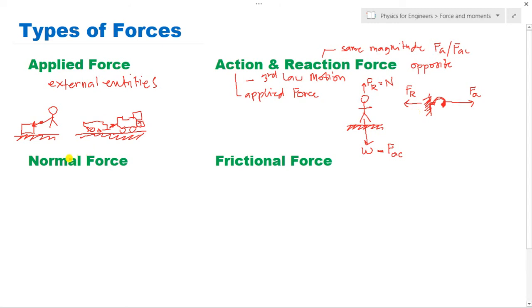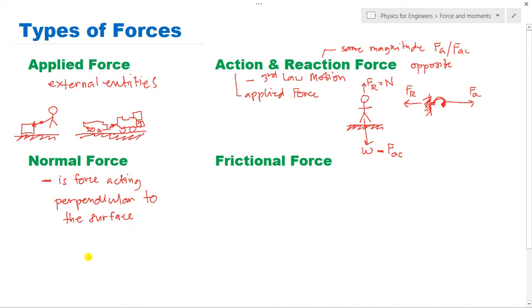And how about the normal force? I think from our discussion of the angle of banking, we already discussed this: the normal force is a force acting perpendicular to the surface.